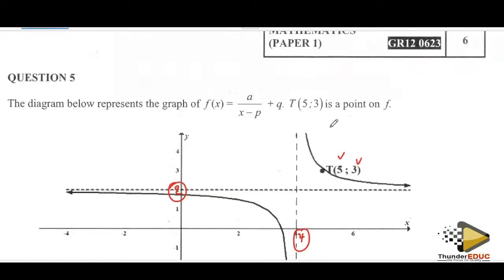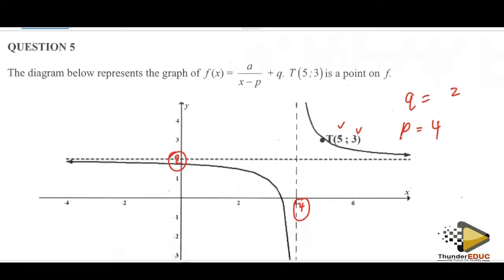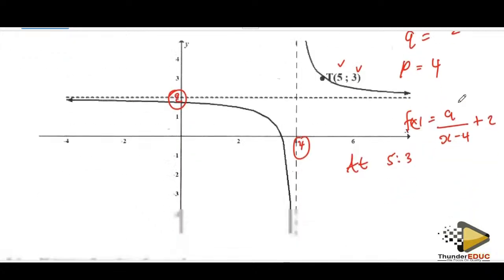All right. So we know from the graph, Q is this line, the horizontal asymptote. So Q is a 2. What is our P? P is the vertical asymptote, which is a 4. Then let's substitute to get A. So our f of x is going to be A over x minus 4 plus a 2. Then we're going to use the point 5 and 3, because that's where the graph is passing, to find the value of A.